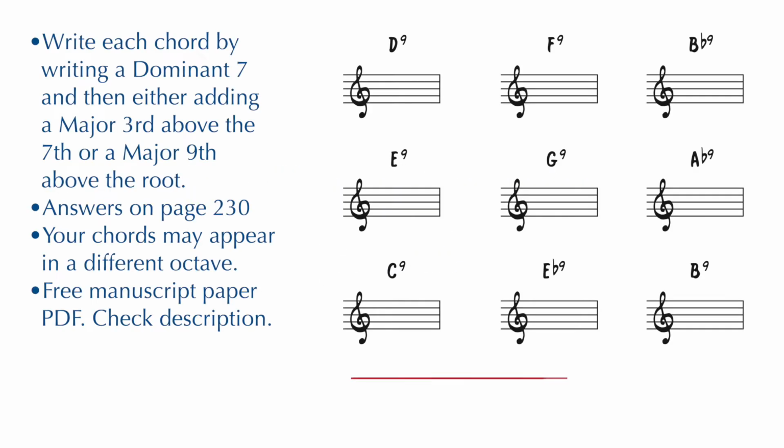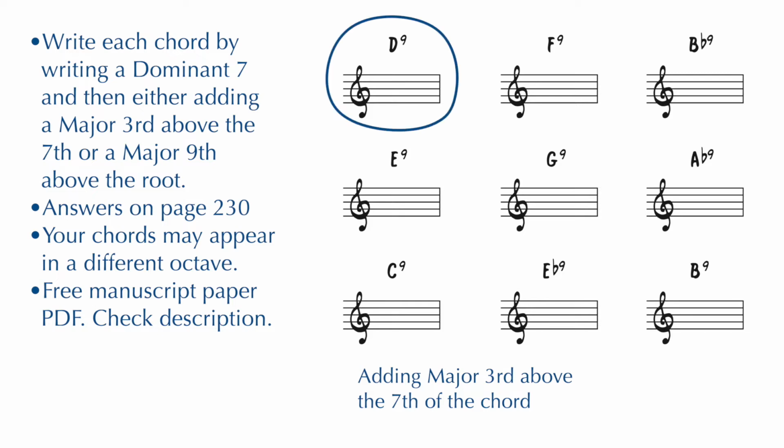Numbers 1 through 5, I'm going to stack a major third on top of the 7th chord to come up with our 9th chord. Number 1, D9. First write a D7 chord. That's going to be D, F sharp, A, and C. Then we stack a major third on top of the 7th of the chord. The 7th is C, a major third above that is E. Stack all those notes together and you have a D9, D, F sharp, A, C, and E.